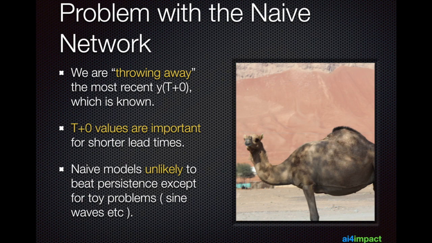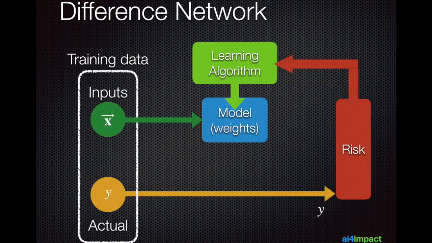The problem with this network is that we are essentially throwing away the most recent value, y naught, which is known. The t plus 0 or the present values are very important for shorter lead times. And naive networks are unlikely to be persistent except for toy problems. The difference network separates out the y naught value and uses it outside the network.